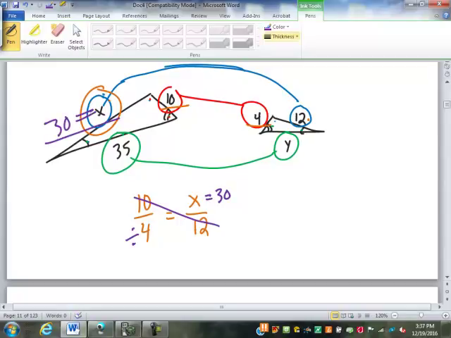So x is 30. We're going to use that same ratio again. The 10 to 4 is still our known relationship. We want to find y. Is y going to go on top or bottom?